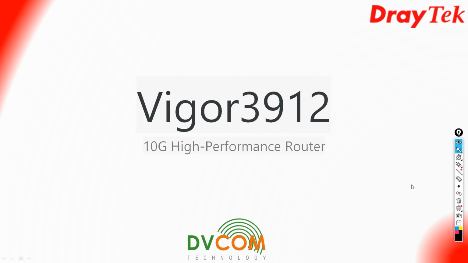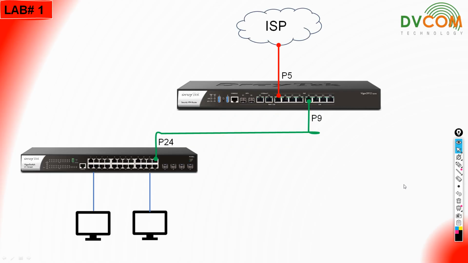In this video, I am going to show you how to do the port setup on the Vigor 3912 router. Before we do the lab, try to understand the default settings of your Vigor 3912 router. You can see here, by default, there are 12 interfaces in the Vigor 3912 router.